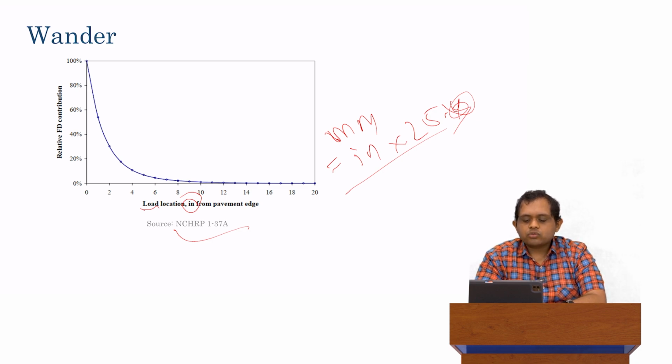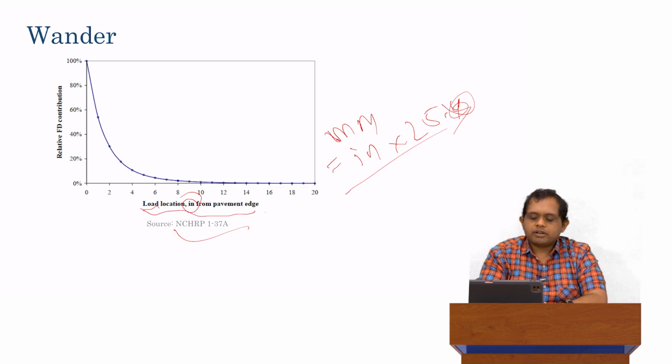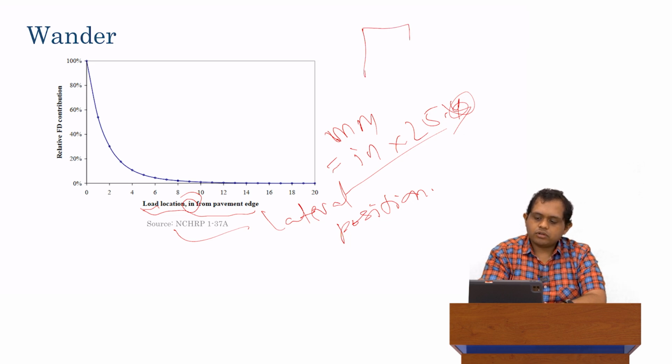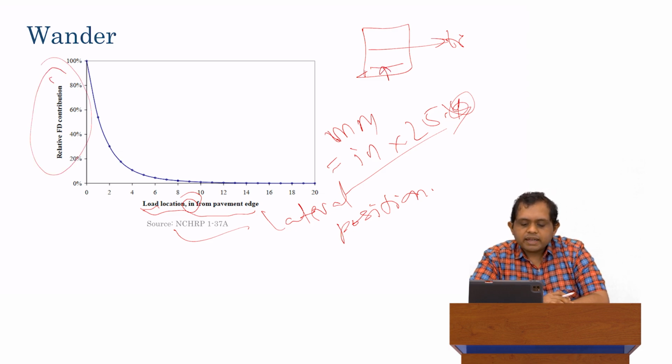On the x-axis, we have the load location from the pavement edge. This is that lateral position which I just mentioned. So this is the lateral position from the longitudinal edge. So if this is the direction of traffic, this is basically what this is showing. On the right hand side, on the y-axis, what we have is the relative fatigue damage.